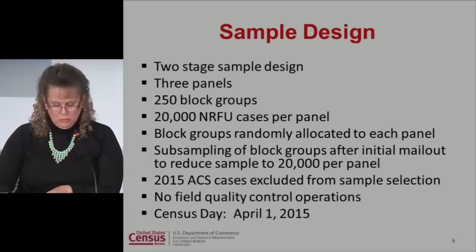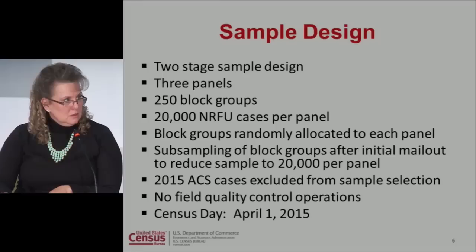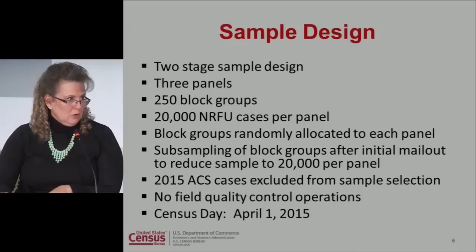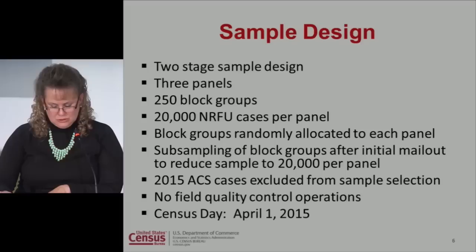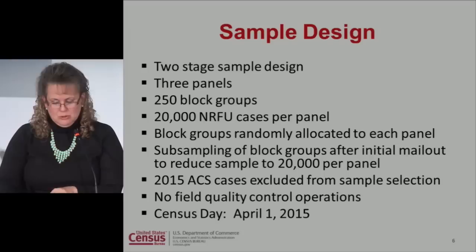The block groups were randomly allocated to the three panels. Since the experimental panels have more cases removed due to administrative records, they had additional block groups allocated. The sample design projects to have about 22,000 non-response follow-up cases in each panel. An additional subsampling operation of block groups will happen after the initial mail-out to reduce the sample to about 20,000 non-response cases. Since we are measuring cost implications, we are subsampling the block groups so we can measure cost implications of attempting to enumerate an entire block group. The significant difference testing took into account this additional subsampling.